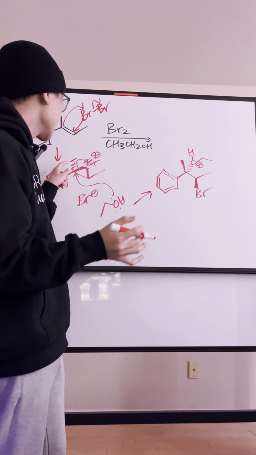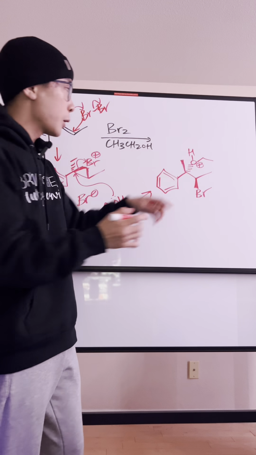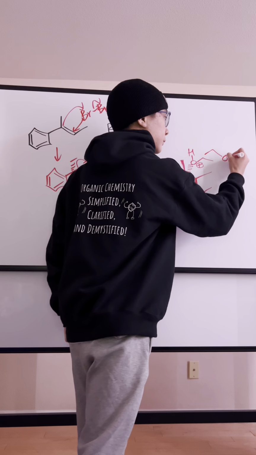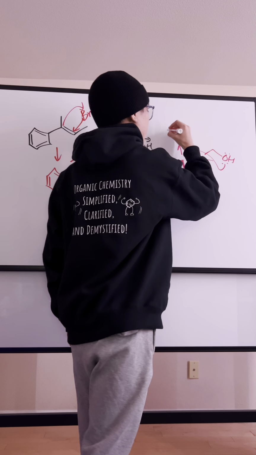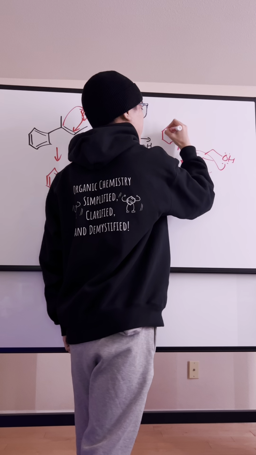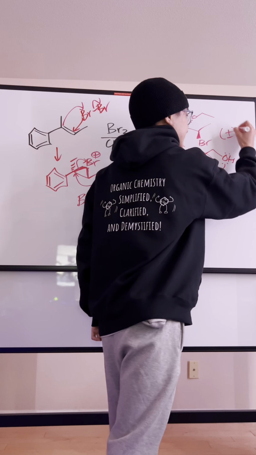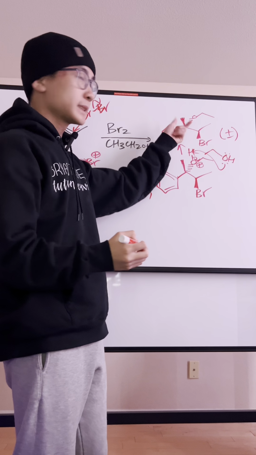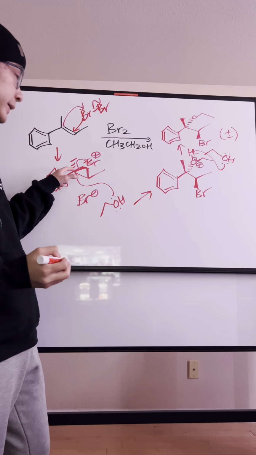But this dash methyl gets inverted to a wedge methyl because we inverted this wedge bond to a dash bond, where the final step is to bring in a second equivalent of alcohol as a base to deprotonate this oxygen and make it neutral and stable, giving this the final answer. Plus, its enantiomer, because this could have been switched around if this bromonium ion was a dash and this methyl was a wedge.